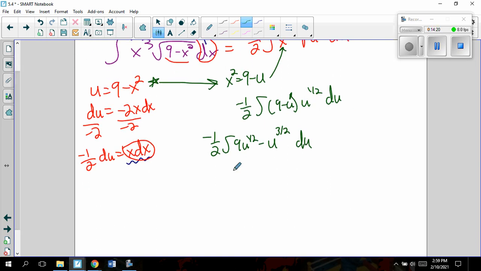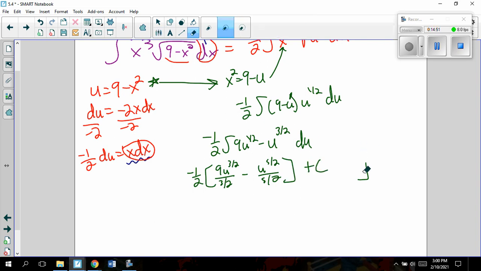All right, now it's a straight antiderivative power rule. So I have negative 1/2. I am going to put some brackets here. That's maybe a little big, but all of this stuff needs to get multiplied by the negative 1/2 because it's all in the integral. So I've got 9 u to the 3/2 power over 3/2 minus this one would go up to the 5/2 power and then over 5/2. And then, like I said, I made it a little big. So plus c on the end there.